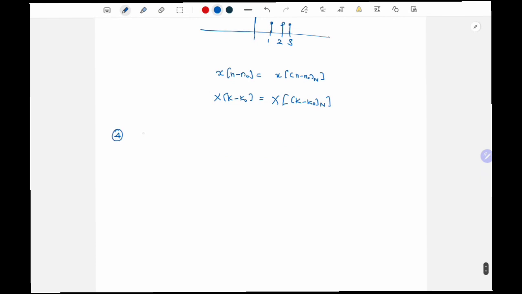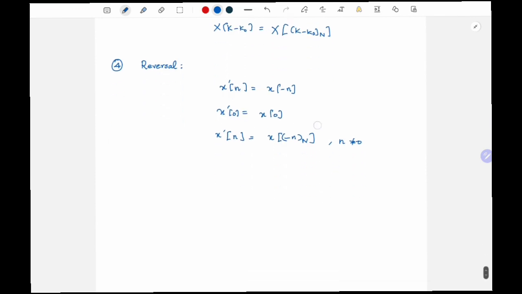So reversal is nothing different. In reversal what happens? Sorry, x prime of n becomes x of minus n. So here x prime of 0 is going to remain x of 0. But for n other than 0, x prime of n is going to be x of minus n modulo n. And this is for n not equal to 0, right? Even for 0, if you put it, your modulo is anyway going to be 0. But just to represent, I have shown it like this.